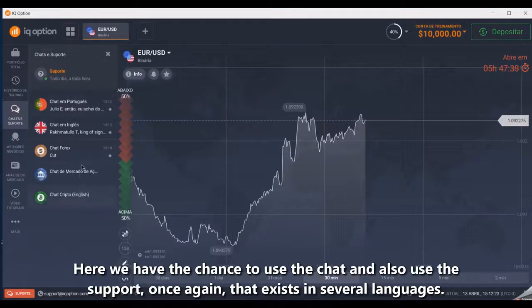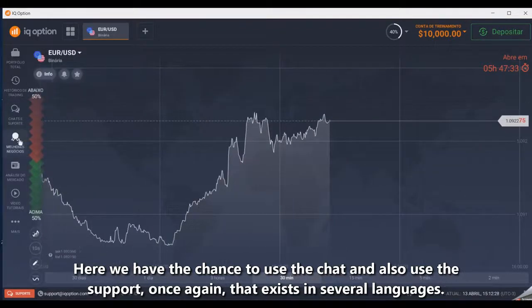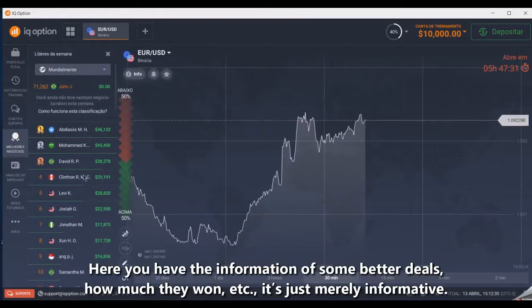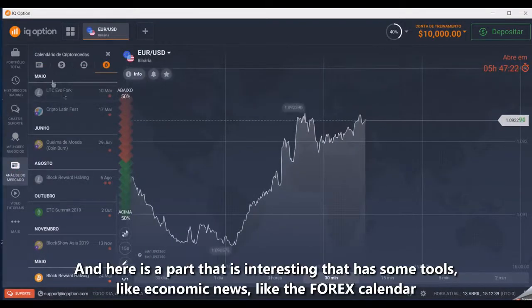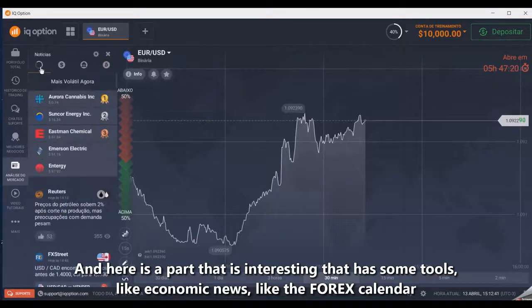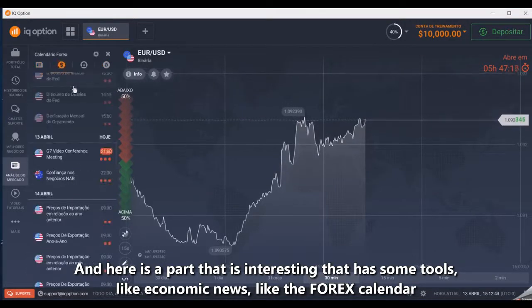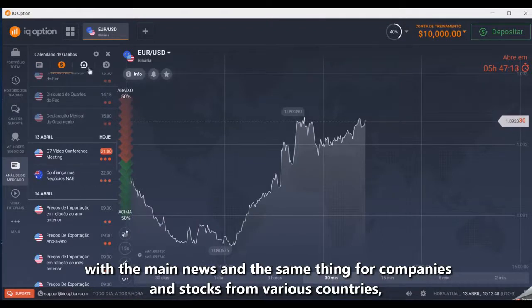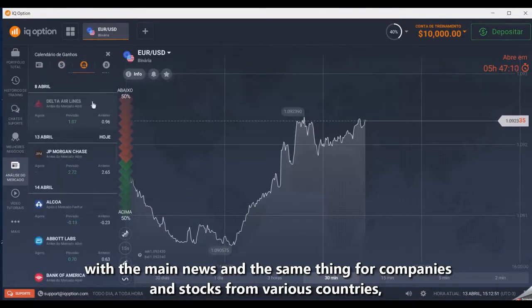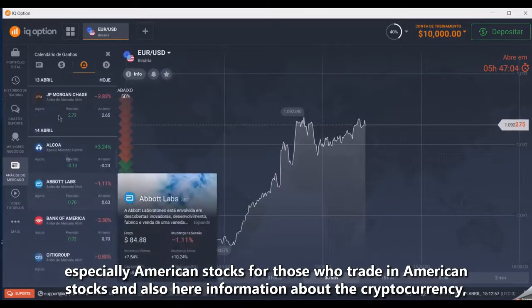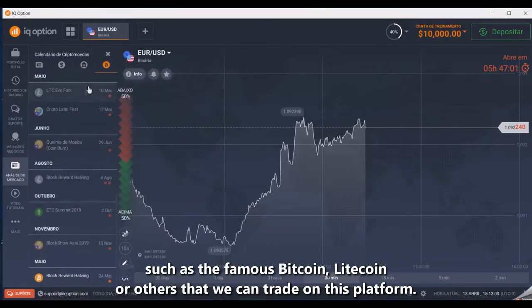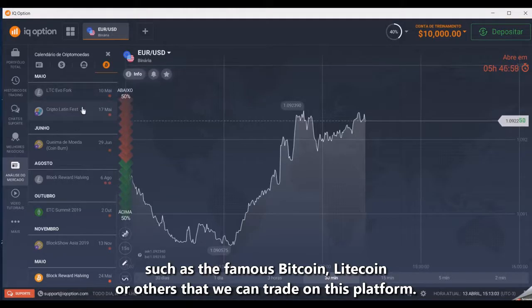Here we also have the chance to use the chat and also to use the support, once again, which exists in several languages. Here you have the information of some better deals, how much they won, etc. It's just merely informative. And here is a part that's interesting, which has some tools like economic news, like the Forex calendar with the main news, and the same thing for companies and stocks from various countries, especially American stocks for those who trade in American stocks. And also here there is information about cryptocurrencies such as the famous Bitcoin, Litecoin, or others that we can trade on this platform.